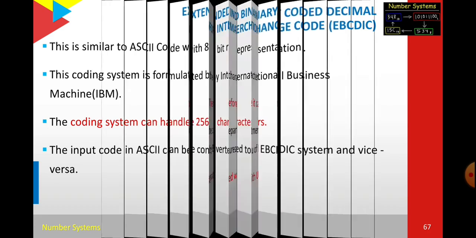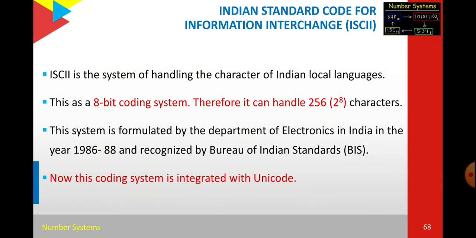Next one is the Indian Standard Code for Information Interchange, ISCII code. It is the system of handling the characters of Indian local languages. This ISCII code is used to represent characters in Indian local languages. It is an 8-bit coding system, therefore it can handle 256 characters.